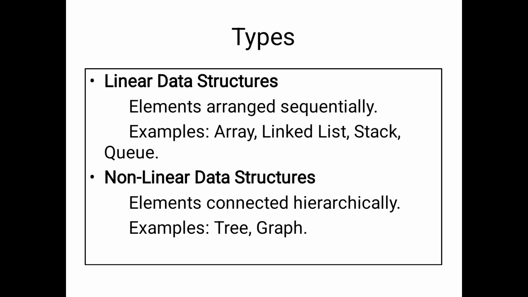Then, the types of data structures. There are two types: linear data structures and non-linear data structures. In linear data structures, the elements are arranged sequentially because the elements are stored in contiguous memory allocations. The examples are array, linked list, stack, and queue. These are arranged in a sequential manner.